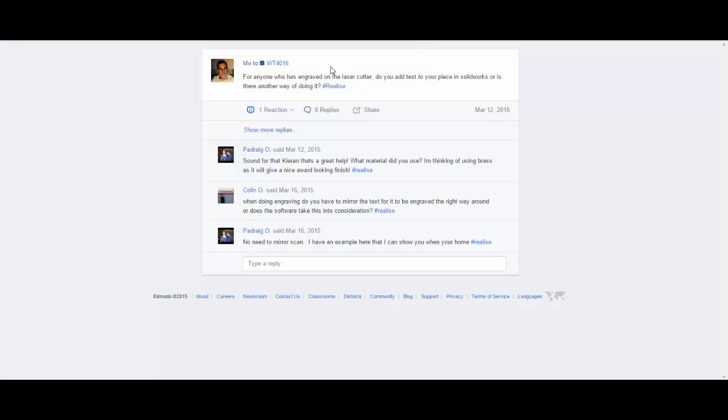We need something like this. Something like this is good to show what students are learning, how they're getting on. For us, this could actually be very good at teaching us as well as teaching the students, and learning from the students. This is a question that I found, a small question for anyone who's engraving on the laser cutter: do you add text to your piece in SolidWorks, or is there another way of doing it?